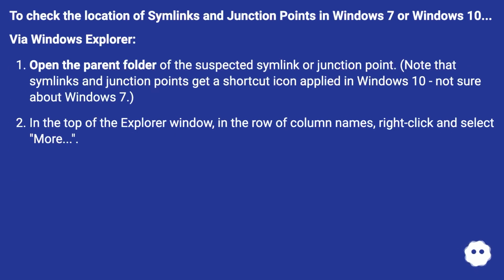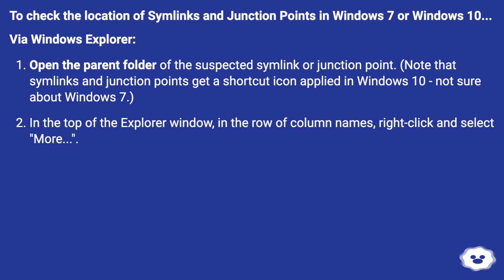To check the location of some links and junction points in Windows 7 or Windows 10, via Windows Explorer. Open the parent folder of the suspected symlink or junction point. Note that some links and junction points get a shortcut icon applied in Windows 10, not sure about Windows 7.